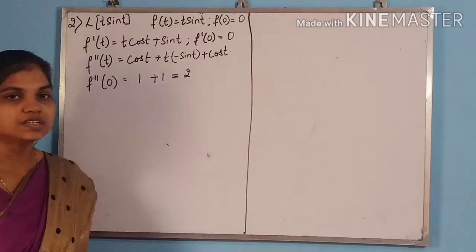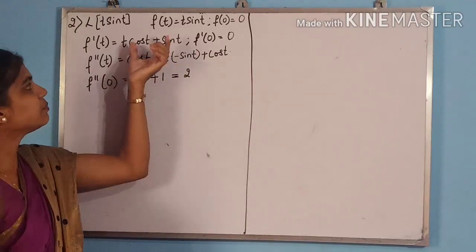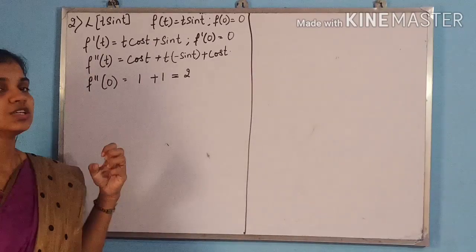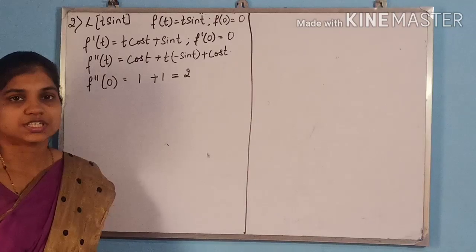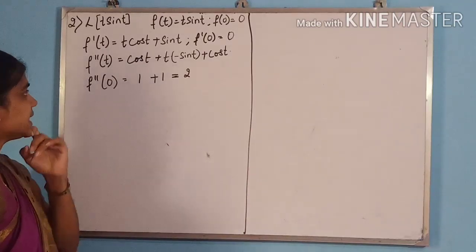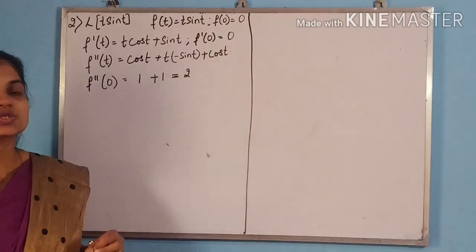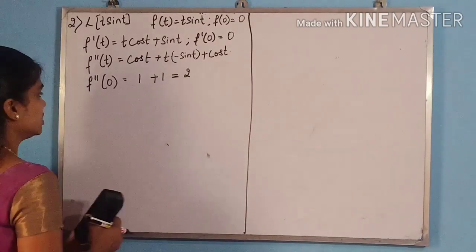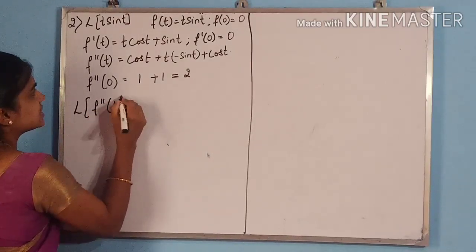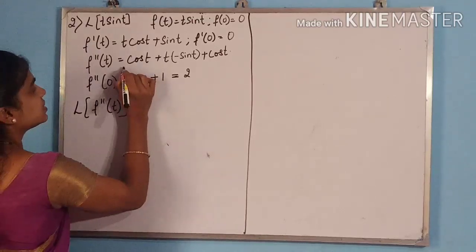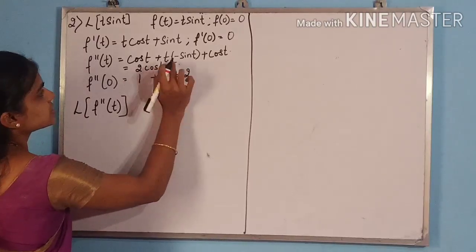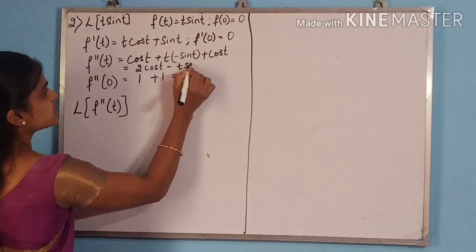Now I'm not going to differentiate it again because we're going to get back the same things again and again. Cos t will become sin t, which will become cos t. So there's no point in differentiating it again and again. So we'll stop here. Then what we'll do is we'll take the Laplace transform of f double prime of t. This I can also write as 2 cos t minus t sin t.